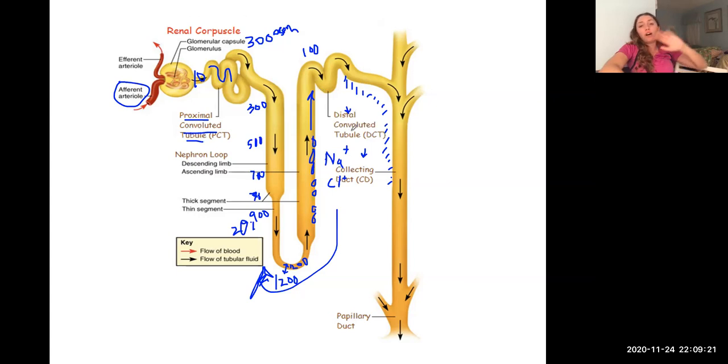Basically, in the distal convoluted tubule, your water reabsorption is directly correlated with the amount of aldosterone and ADH present, and it's mostly ADH. It represents the 15%, but it's a good majority.